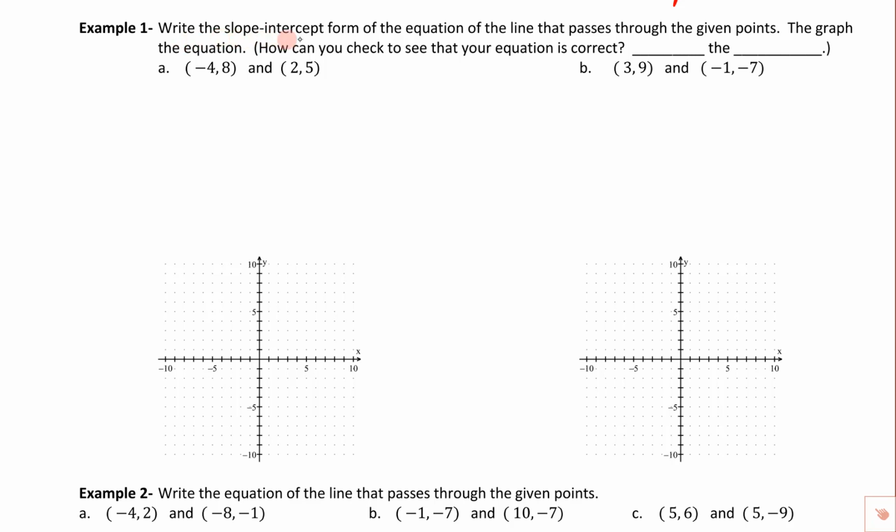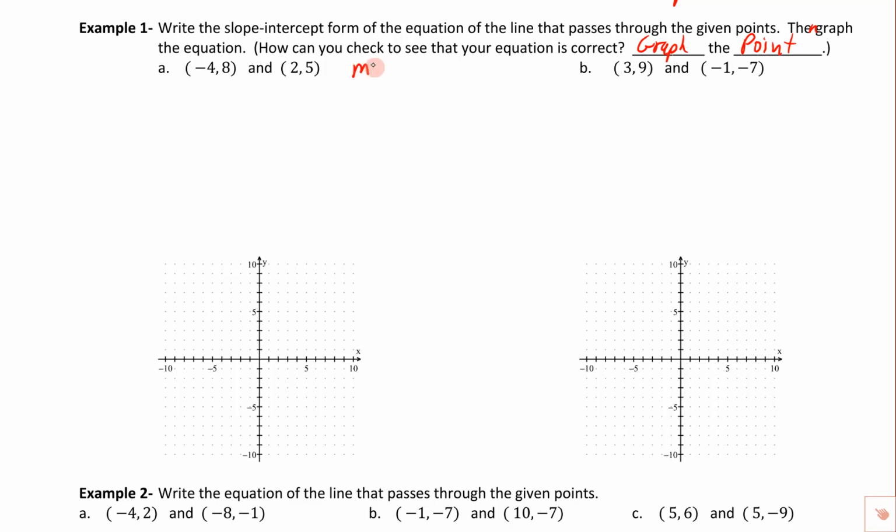So notice it says write the slope-intercept form of the equation of the line that passes through the given points. So they've given us two particular points, and then it says, whoops, this should say then graph the equation. I'll fix that. How can you check to see that your equation is correct? We can graph the points. We're going to check and make sure that these points actually end up on the equation that we've got here. So we've got a point. We've got to have the slope somehow.